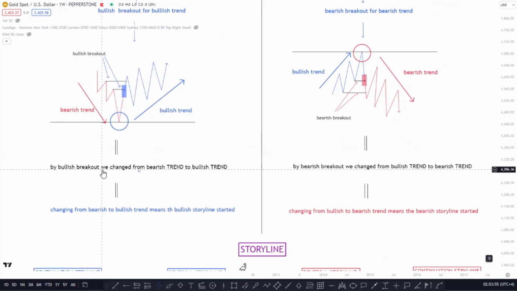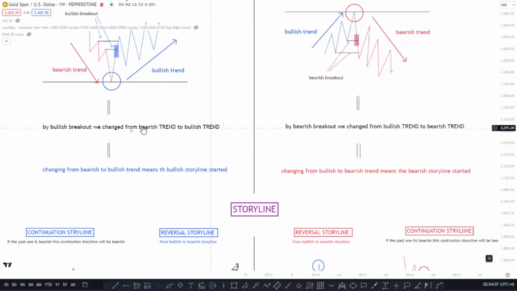By a bullish breakout, we change from a bearish trend to a bullish trend. And by a bearish breakout, we change from a bullish trend to a bearish trend. This means changing from a bearish to a bullish trend means the bullish storyline started. And changing from a bullish to a bearish trend means the bearish storyline started.